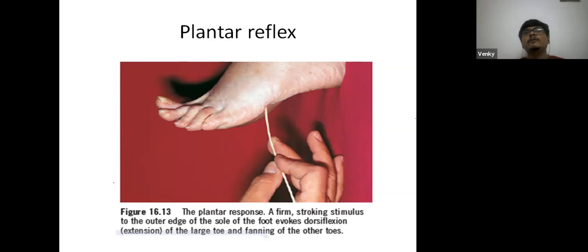If you are not getting the plantar response, for example in a case of cervical spondylosis, what will you do? You can also stimulate the lateral border of the dorsal aspect of the foot. This will get the minimal plantar response.